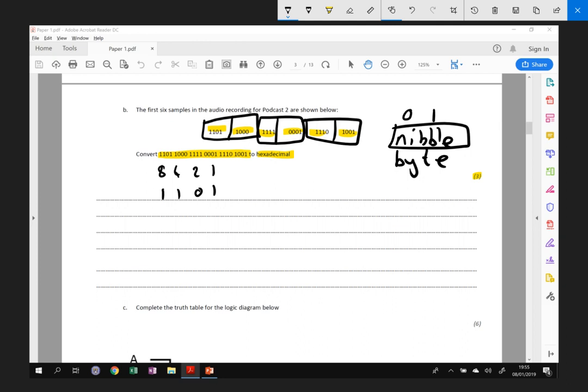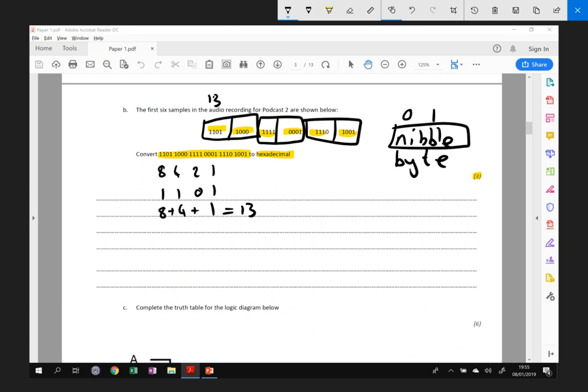Then to work out the denary value, if you've got a 1, you just add the number above it to find out how much it's worth. So here we've got a 1 here, so that's 8. A 1 here, so we add that 4. We've got a 0 here, so we ignore that, but we add that 1 here. So this 4-bit binary number is worth 8 plus 4 plus 1, which 8 plus 4 is 12, plus 1 is 13. So this number is worth 13.